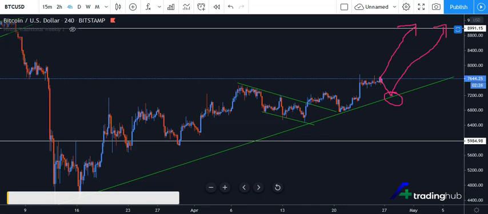So these are all my best opportunities this week. Euro AUD bearish, Euro Swiss francs bullish, AUD JPY bearish, gold bullish, Bitcoin bullish, SPX 500 bullish, also Nasdaq bullish.